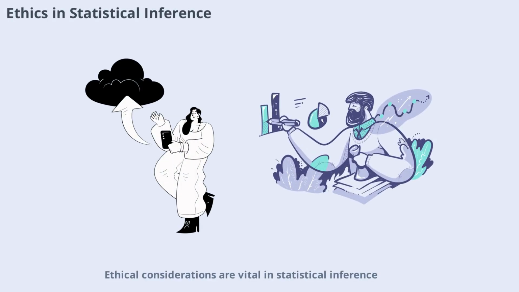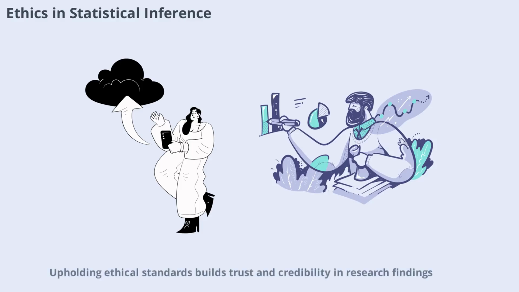Ethical considerations are vital in statistical inference. Researchers must ensure transparency, avoid manipulating data, and report results honestly. Misuse of statistics can lead to false claims and harm. Upholding ethical standards builds trust and credibility in research findings.